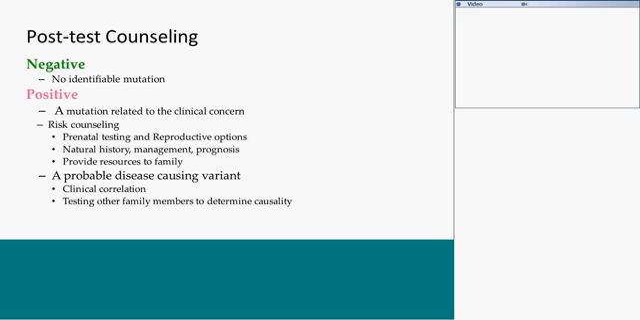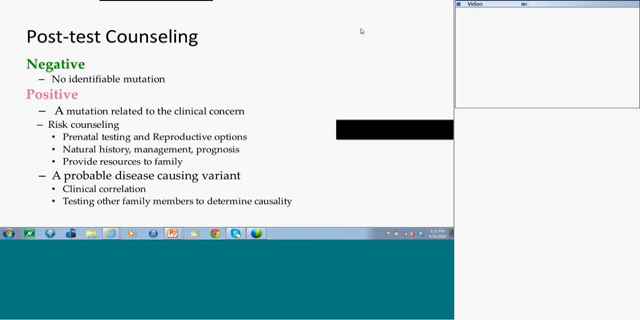If you want future pregnancy, they can give you options about prenatal testing, reproductive options. They talk about the disorder. They talk about management, prognosis. They can give you resources for the family. It's very straightforward genetic counseling.